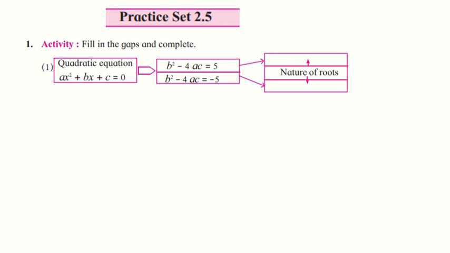And here b square minus 4ac is equal to 5. That is, on solving this, we have the answer as 5. And here it is b square minus 4ac, the answer is minus 5. And we are asked what is the nature of the roots, that is, how are the roots of the equation. So let us understand how are the roots.